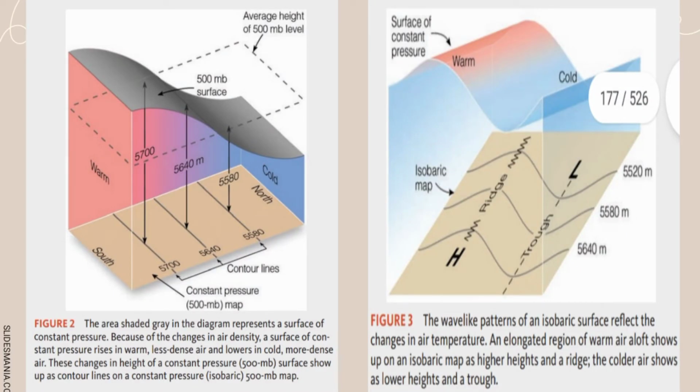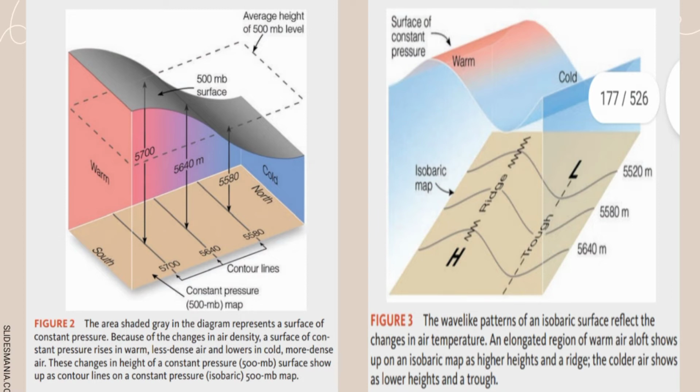In this slide, you can see two figures in which figure 2 shows a column of air where warm, less dense air lies to the south and cold, more dense air lies to the north. In the area shaded gray, at the top of the column, it represents constant pressure or the isobaric surface, where the atmospheric pressure at all points along the surface is 500 millibars. Have you noticed in figure 2?